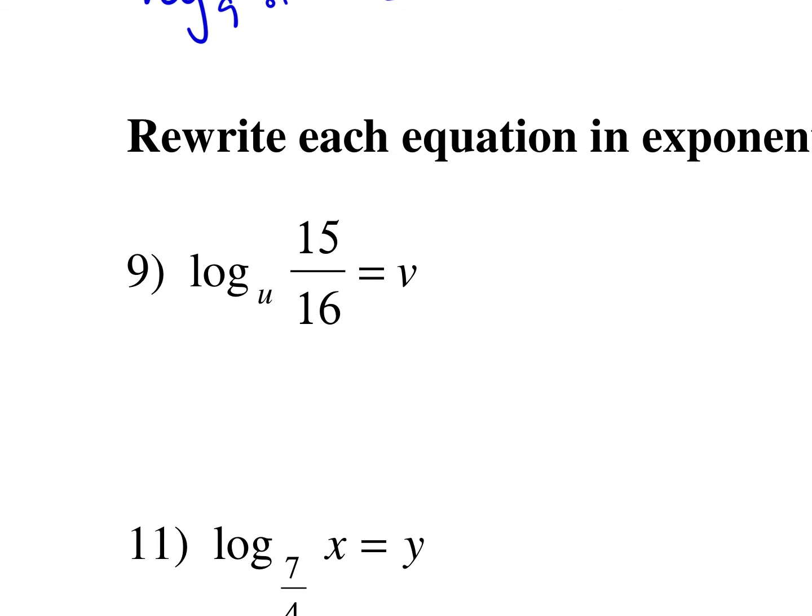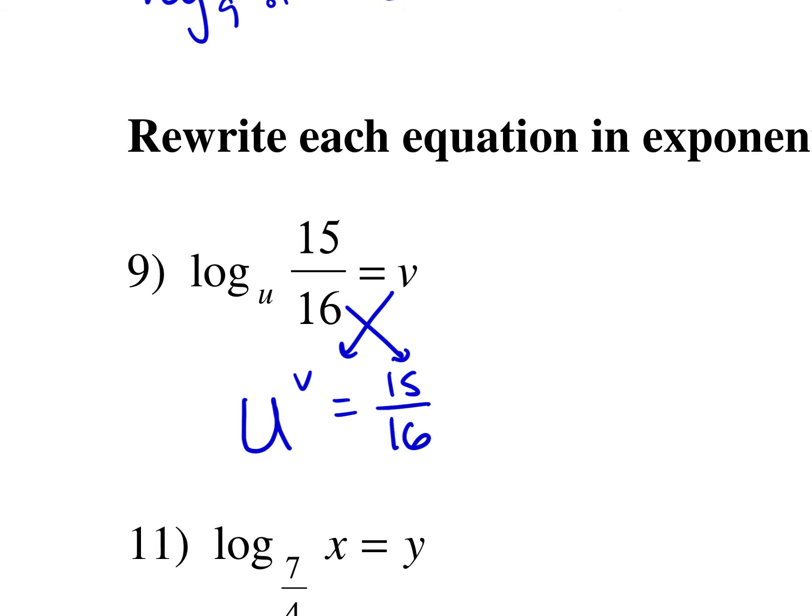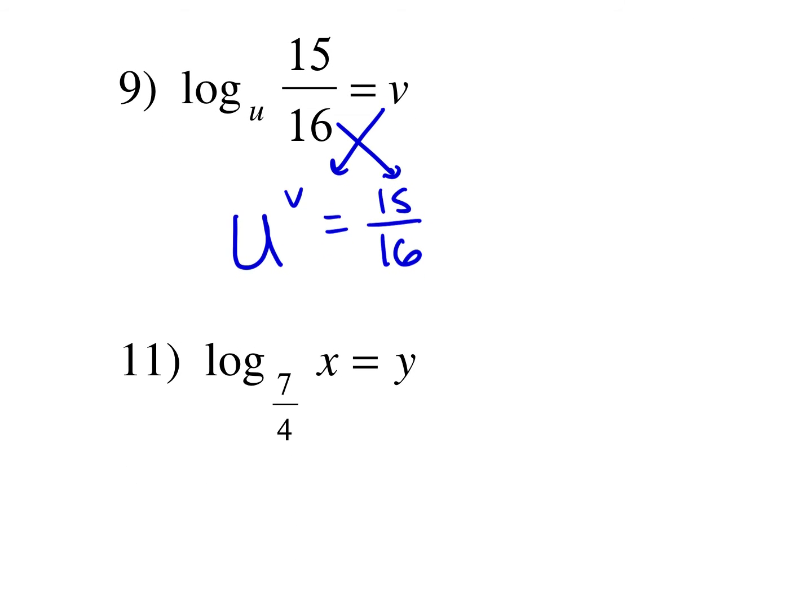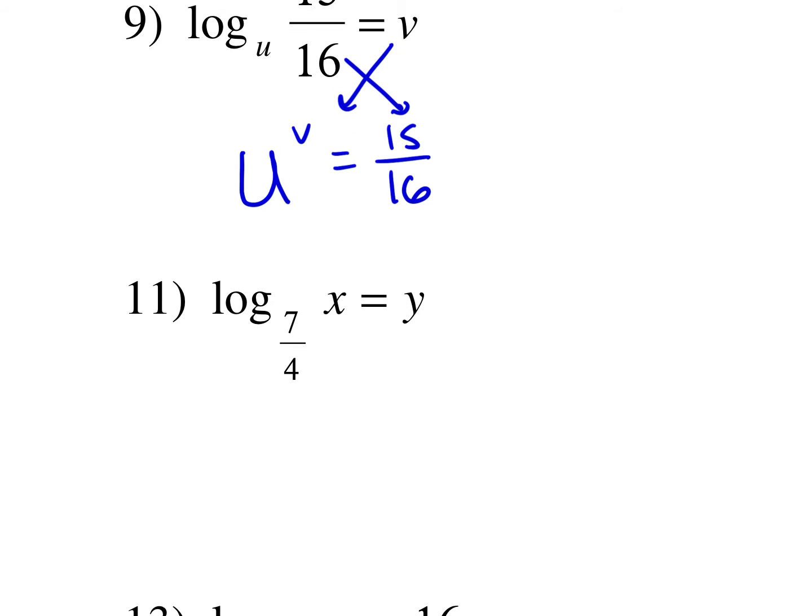Next, I'm putting it into exponential form again. So what's my base? U. What's my exponent? V. And what's it equal to? 15 over 16. All right, for 11, what's my base? 7 over 4. What's my exponent? Y. And what's it equal to? X.